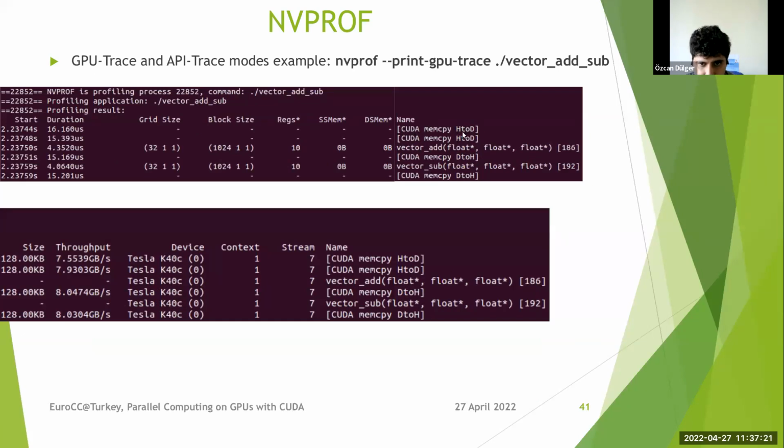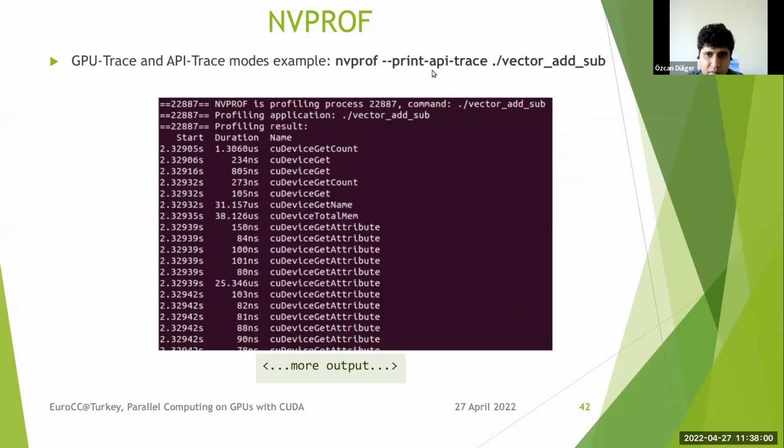For example, the first call of memory operation from host to device, the information of the second call of memory copy operation from host to device. Similarly, for the memory copy operation from device to host, they are also given separately, and this is in chronological order. So this one is called first, then this one called second, then the vector kernel is called third, and so on. So the chronological order.